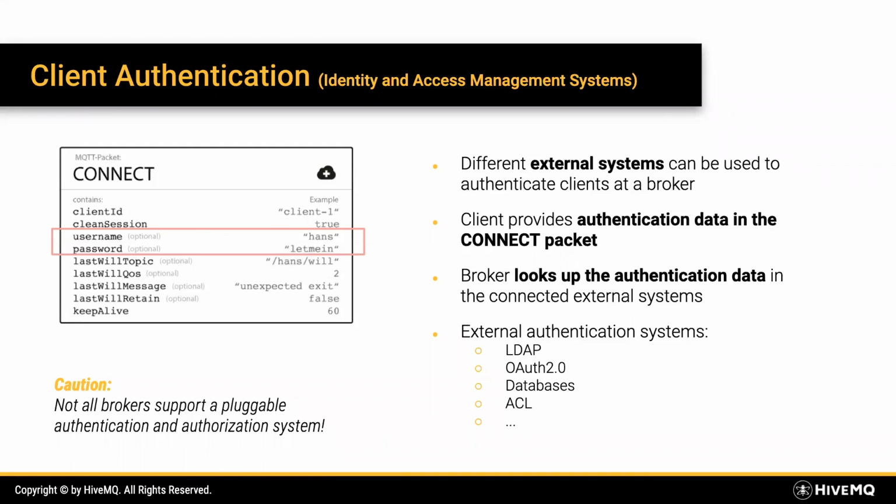The other way to do client authentication is through an external system. Usually you use some information provided in the connect packet, like the username and password, and try to assign the client an identity with an identity and access management system. There are different ways to do that. Usually in the enterprise, you find something like LDAP or Active Directory, OAuth2 implementations, databases, access control lists. There's really a plethora of systems available, and it depends on your use case and what already is in your enterprise what you should use here.